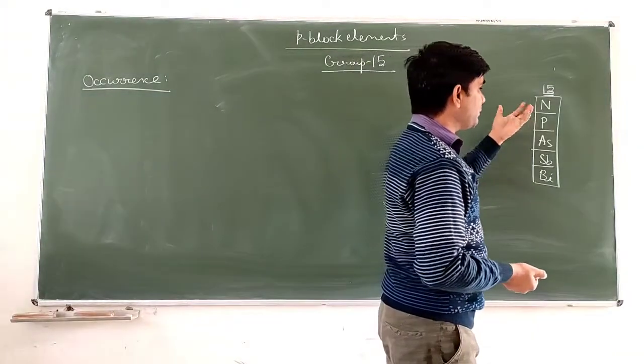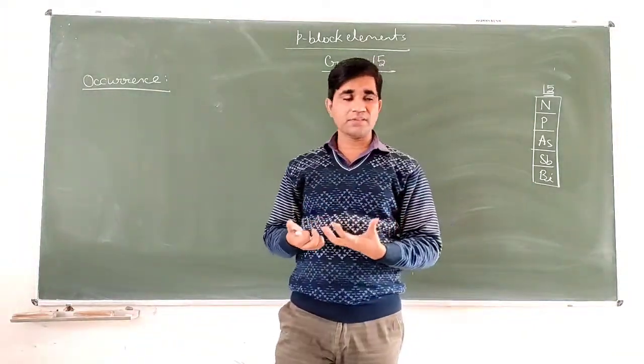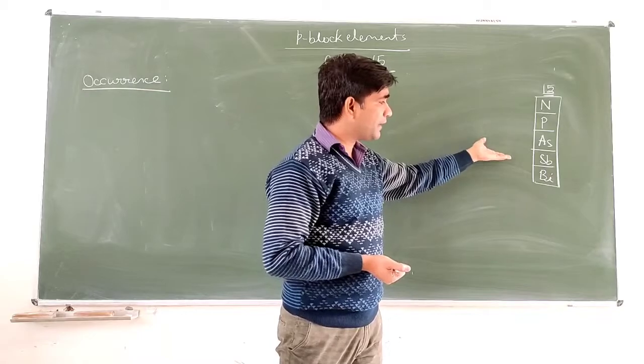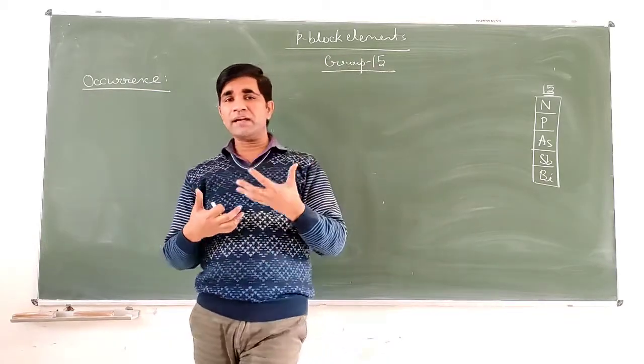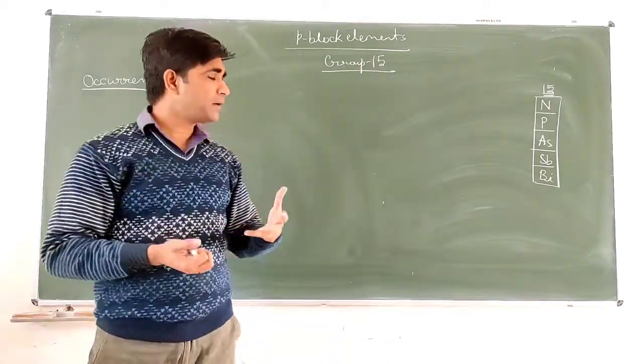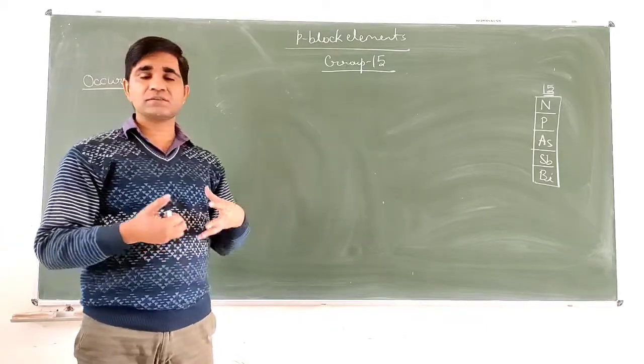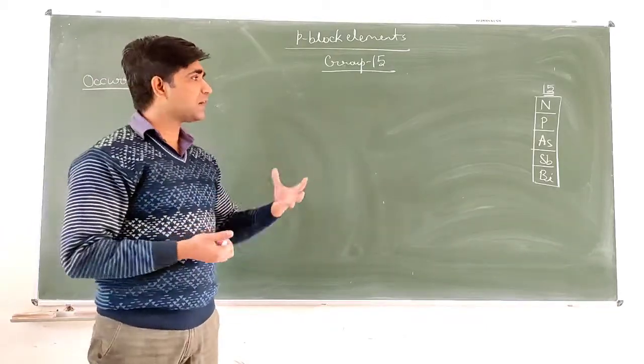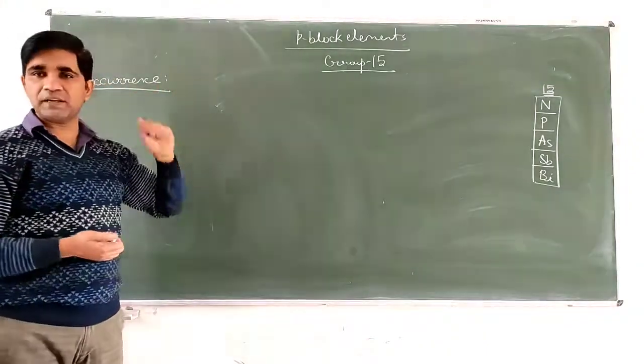Phosphorus compounds are mainly present as ore in minerals. Arsenic, antimony, and bismuth, although their relative abundance is very less, are mainly present as minerals and ores. This is the abundance of group 15 elements.